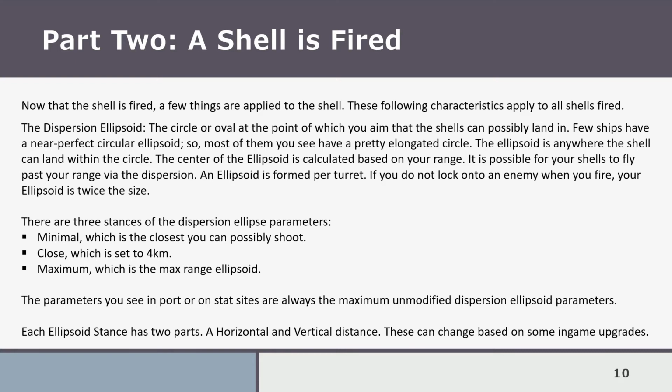There are two parameters you'll see on port or on stat sites: the maximum unmodified dispersion ellipsoid. That is what it always shows you. It doesn't show you the closer minimal, and the closer minimal has to be mathematically calculated backwards, and it's a lot of work. So those are kind of hard to find. Each ellipsoid stance has two parts, which is the horizontal and vertical number, and these can change based on in-game upgrades. We'll talk about that a little bit later.